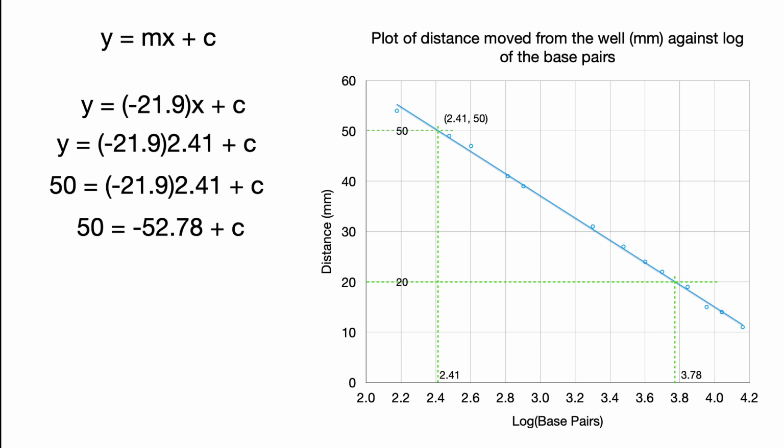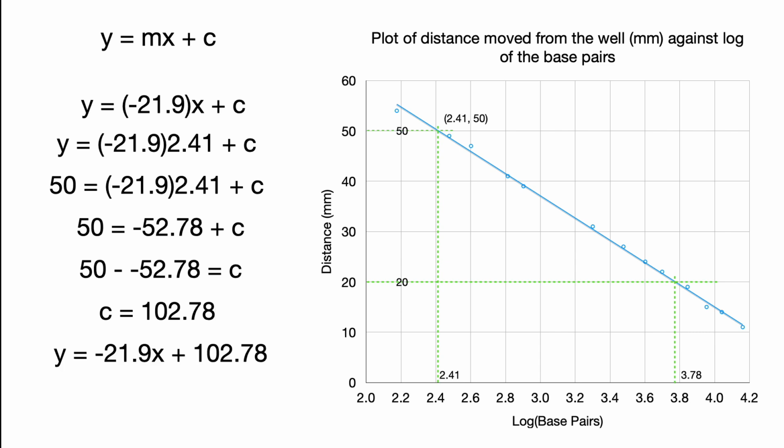We can say that 50 is equal to minus 52.78. I've just multiplied the 21.9 by 2.41. Don't forget it's negative. And that gives us 52.78, a negative number. So 50 is equal to minus 52.78 plus c. We then move the minus 52.78 across to the other side of the equation. So we have 50 minus 52.78 is equal to c. And that means that c is equal to 102.78.